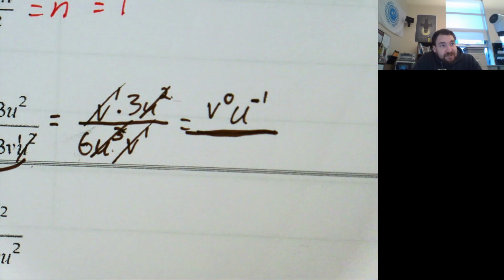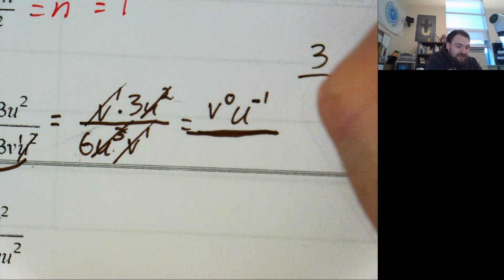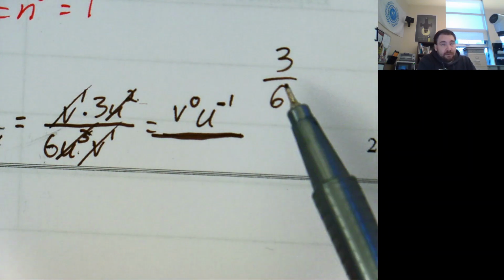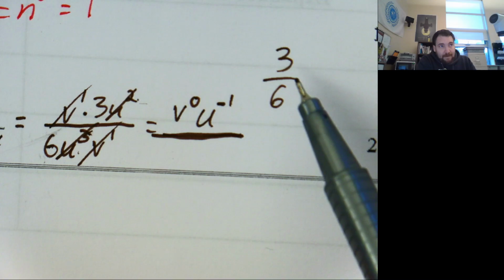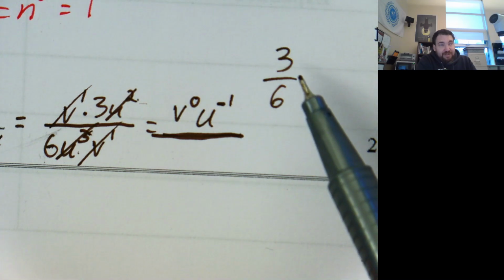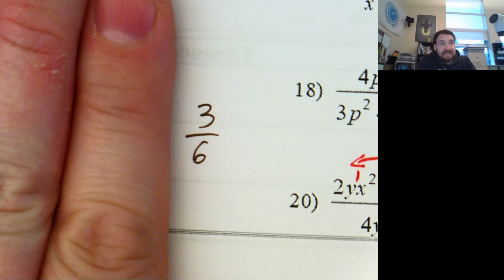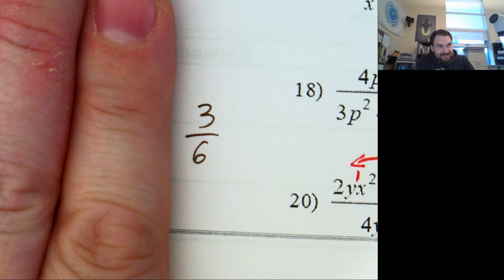Jordan, you were the one that did this yesterday in the example that I did. If I had 3 over 6, what would I do with this? What did we do with it last chapter? You mean simplify? Yes, you do know. So how do I simplify 3 over 6? Hold on, it's in there.